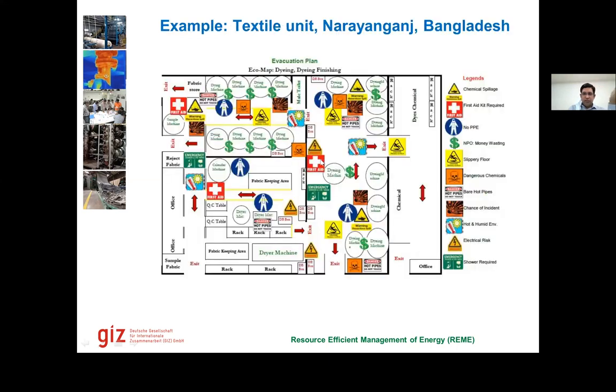This is one example of an eco map. So this is a floor map which actually has a lot of symbols on it. Some are for monetary loss, some are for danger, some are for electric shock, some are for a hot or humid environment, or for not having personal protective equipment, or having a dangerous chemical somewhere. So these are different symbols that can be used as well.